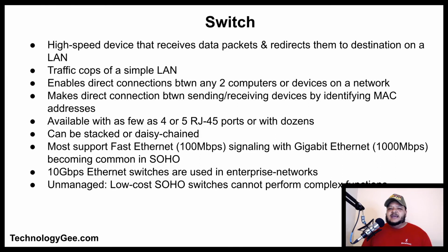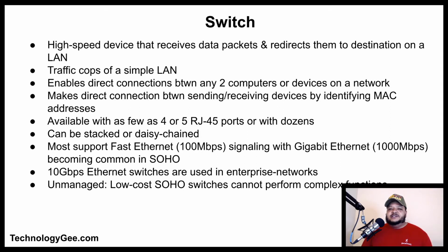Switches are available with as few as 4 or 5 RJ45 ports or with dozens of ports. Switches can be connected to each other so that they are stacked or daisy chained, so that a small network can grow without needing to replace existing switches. Most switches support at least Fast Ethernet, which is 100 megabits per second signaling, with Gigabit Ethernet, or 1,000 megabits per second, becoming common in home and small office networking. 10 Gigabit Ethernet switches are now used in enterprise networks.